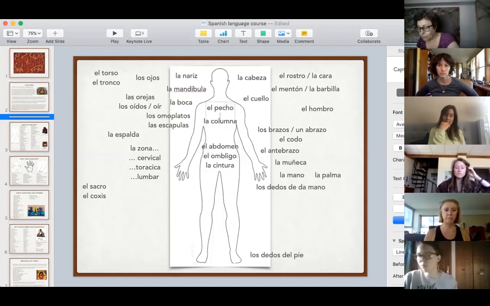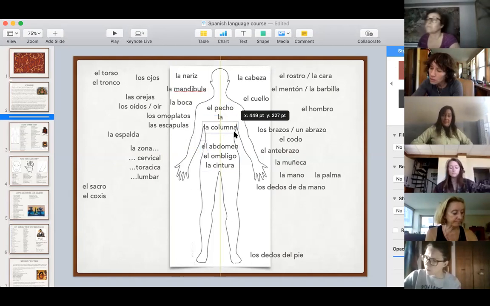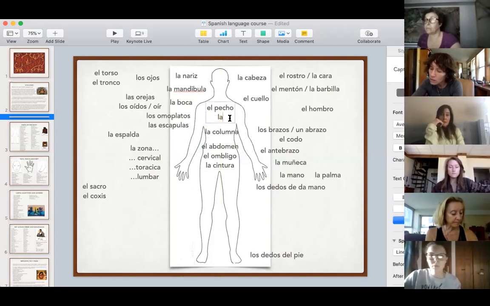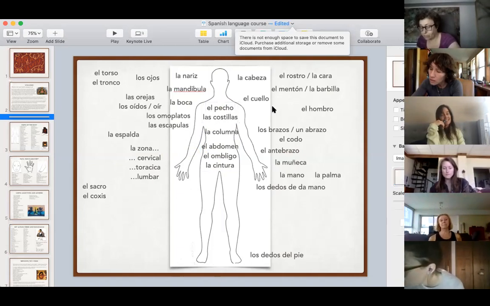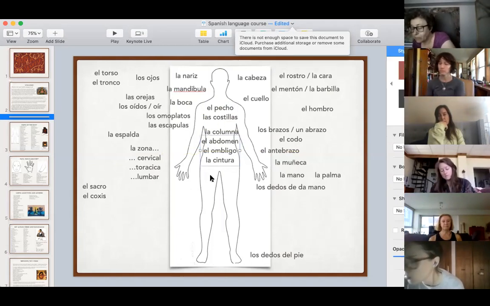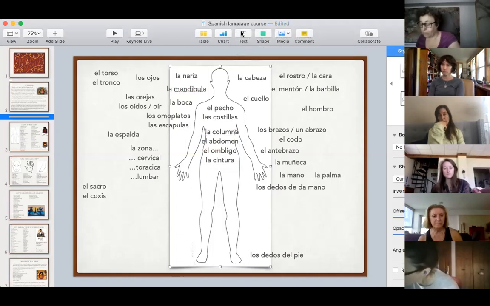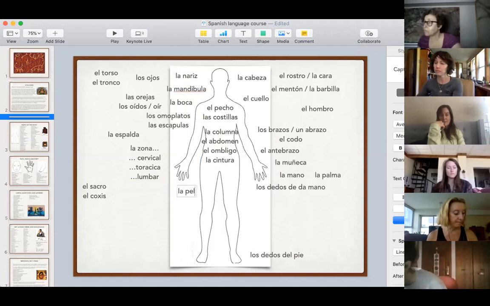Let's come back to costillas. What are your costillas? Your ribs. One of people's favorite foods here in Colombia, las costillas. Good. Okay, your ribs. Well done. All right, let's move back to the waist. And specifically, is there a nice, easy word in Spanish for pelvis? Yeah, it's literally the same, la pelvis.